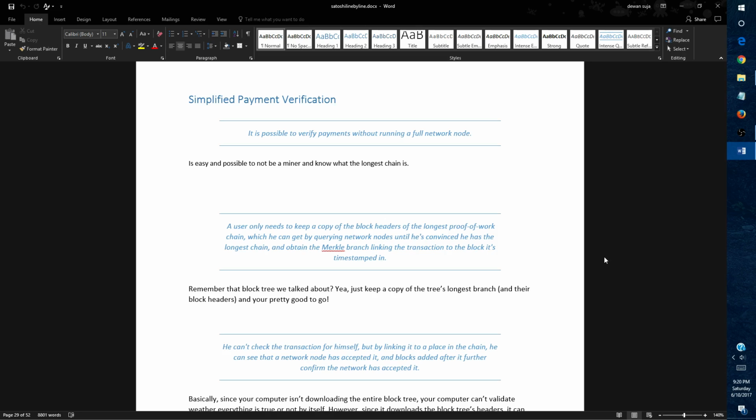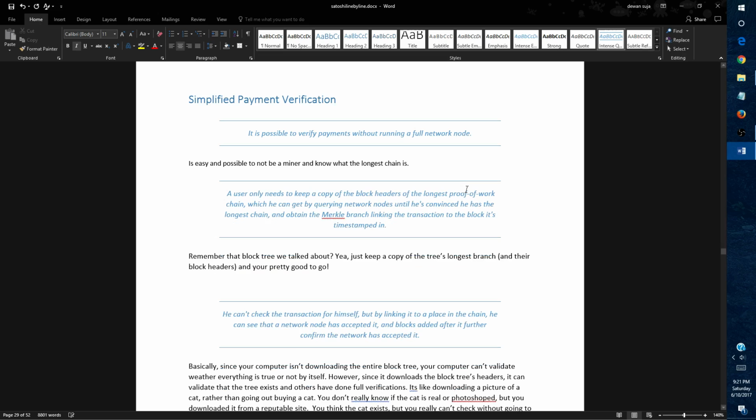So it's a lot of data. There's a way to verify the payments without actually being a full node, without actually having to download the entire blockchain on your computer. A user only needs to keep a copy of the block headers of the longest proof of work chain, which he can get by querying the network nodes until he's convinced he has the longest chain and obtain the Merkle branch linking the transaction to the block it's timestamped in.